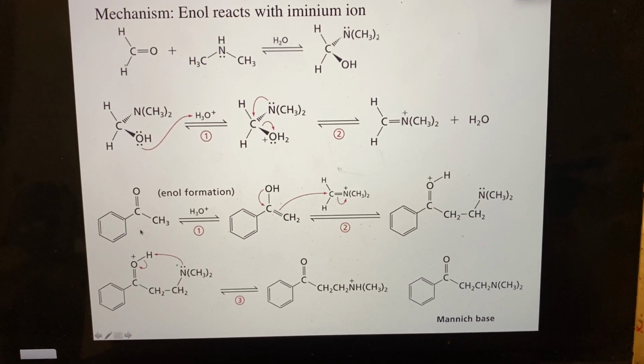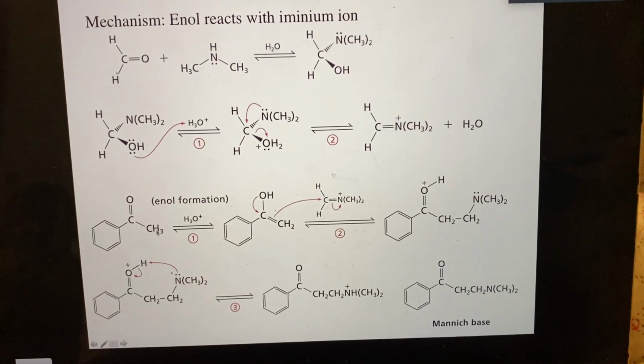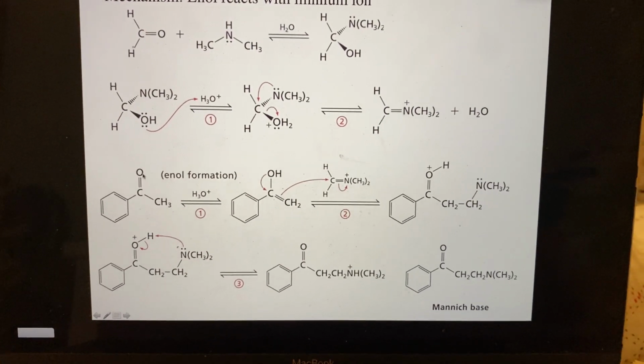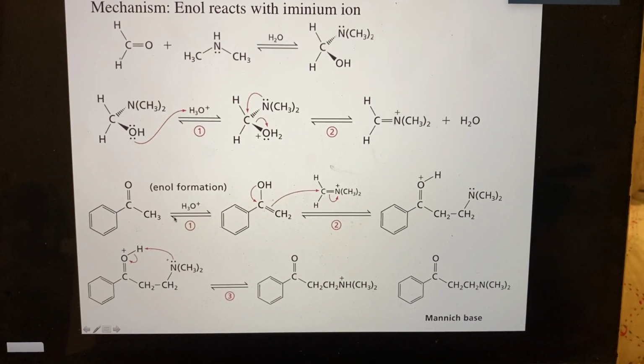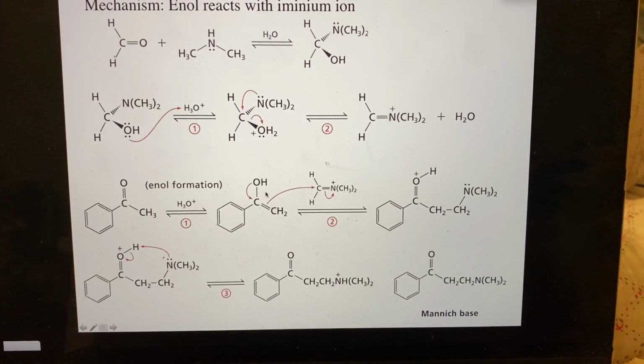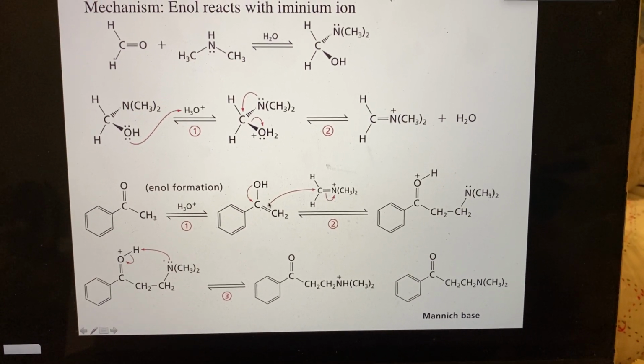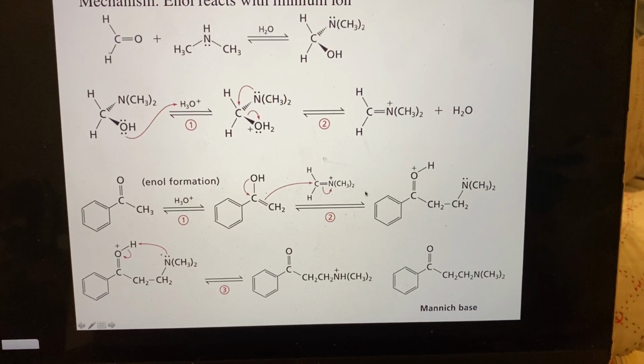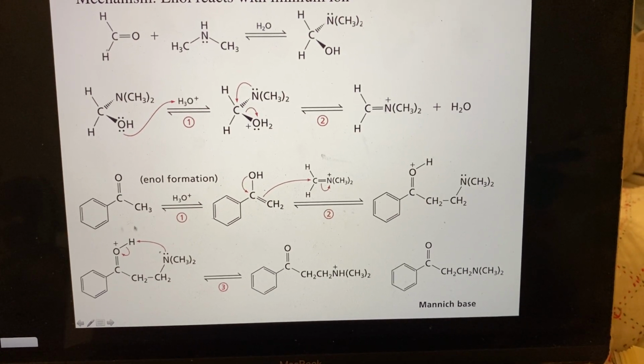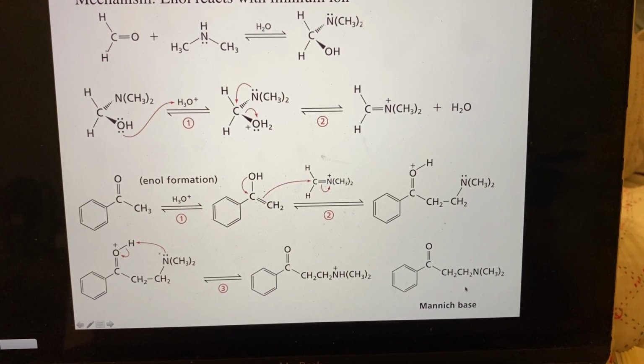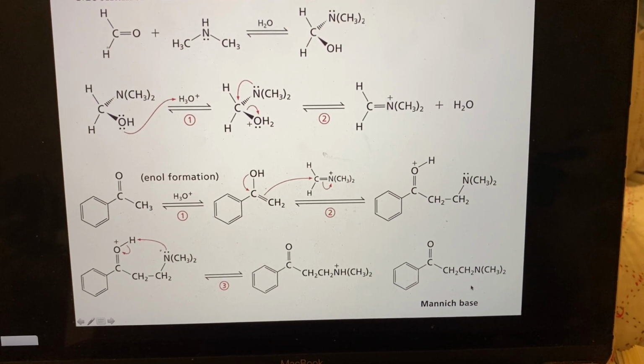Okay. Here is the mechanism for enol formation. Again, the first step is we protonate this carbonyl to make this a good electrophile, and then the proton leaves to make this enol. And then finally, this guy comes in, attacks here, and gets that. Okay? And then subsequently, you can lose that proton, and you get that Mannich base. All right.